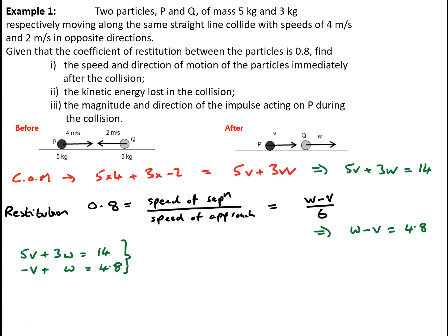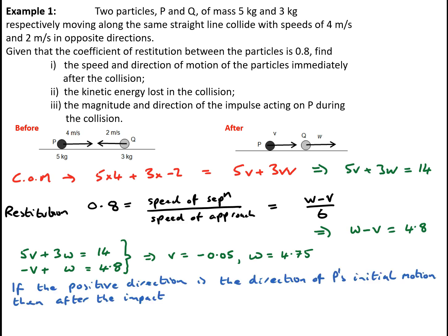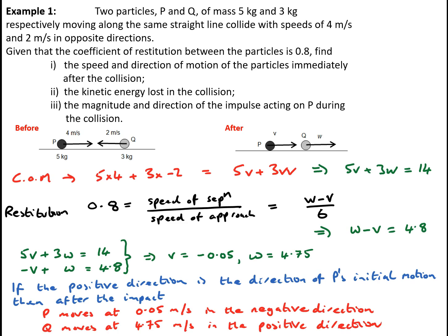So solving those either in a traditional algebraic way or using your calculator, we end up with V equals minus 0.05 and W equals 4.75. So if we decide that the positive direction is the direction of P's initial motion, then after the impact, Q is moving with speed 4.75 in the positive direction and P is moving at 0.05 meters per second in the negative direction.